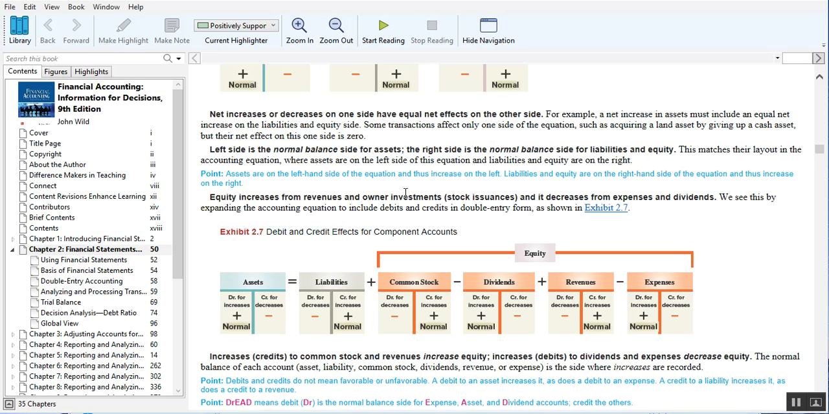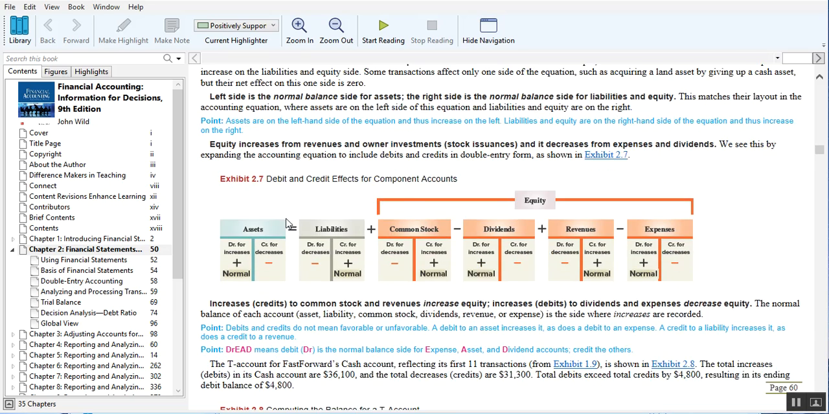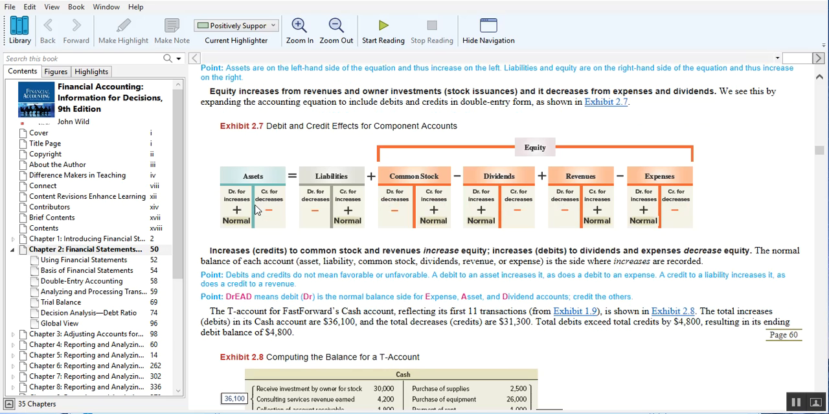Here is an expanded model to show you the normal balances in these accounts. We went over those Friday, but again, here is a really good illustration of that in Exhibit 2.7. Assets, remember they group together this way. Assets, dividends, and expenses all increase the debit. Liabilities, stock, equity, and revenue all increase the credit.